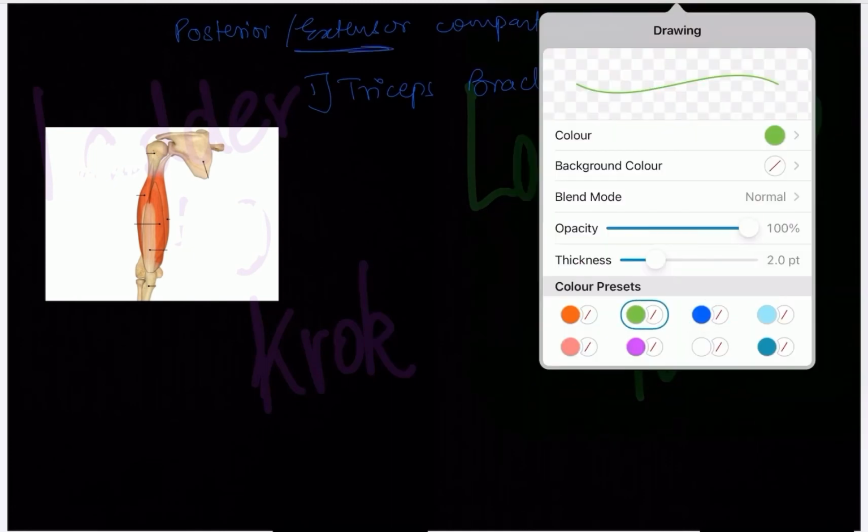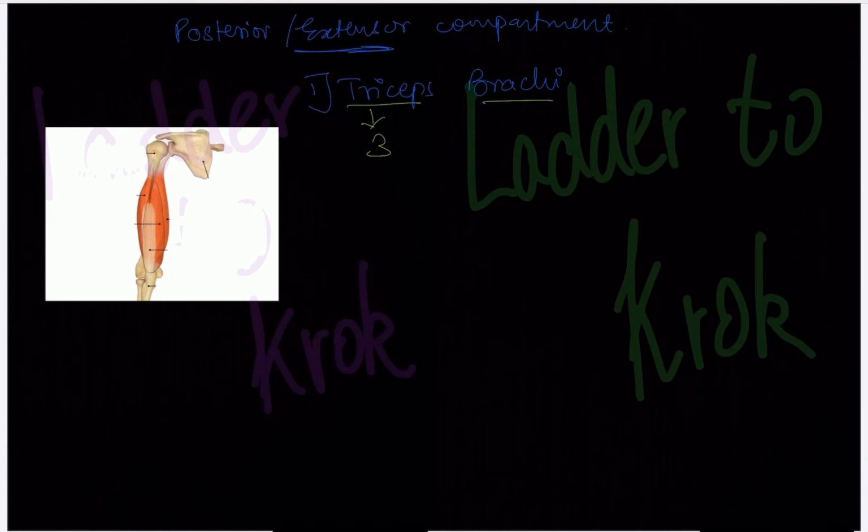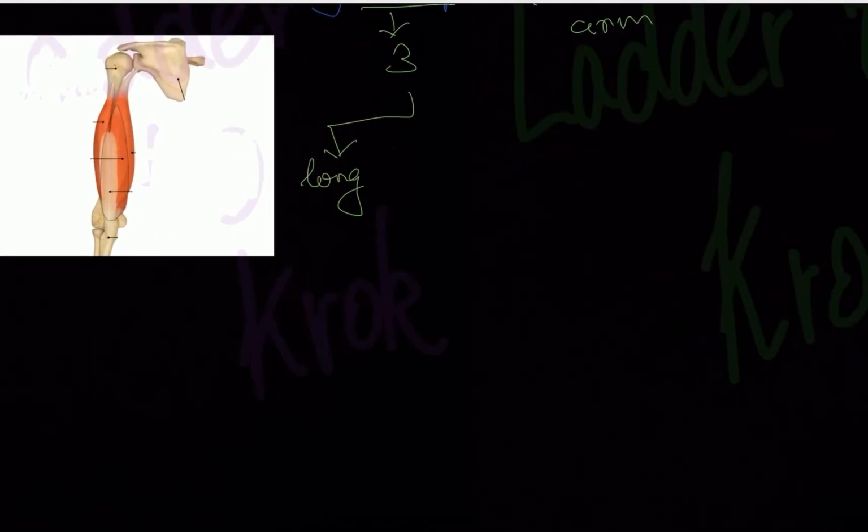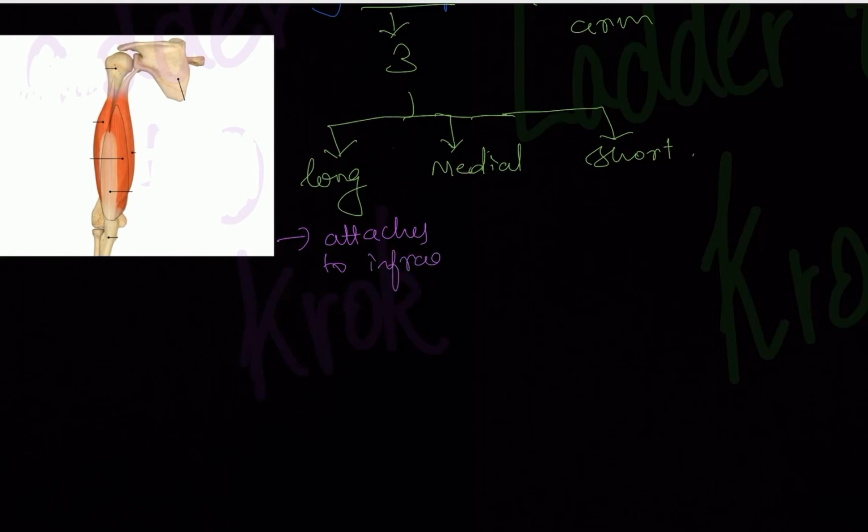Now let's know about triceps brachii. Triceps means three, brachii means arm. Now let's see what three things it consists of. It consists of a long head, a medial head, and a short head. You have to remember. Among these, remember the long head attaches to the infraglenoid cavity.